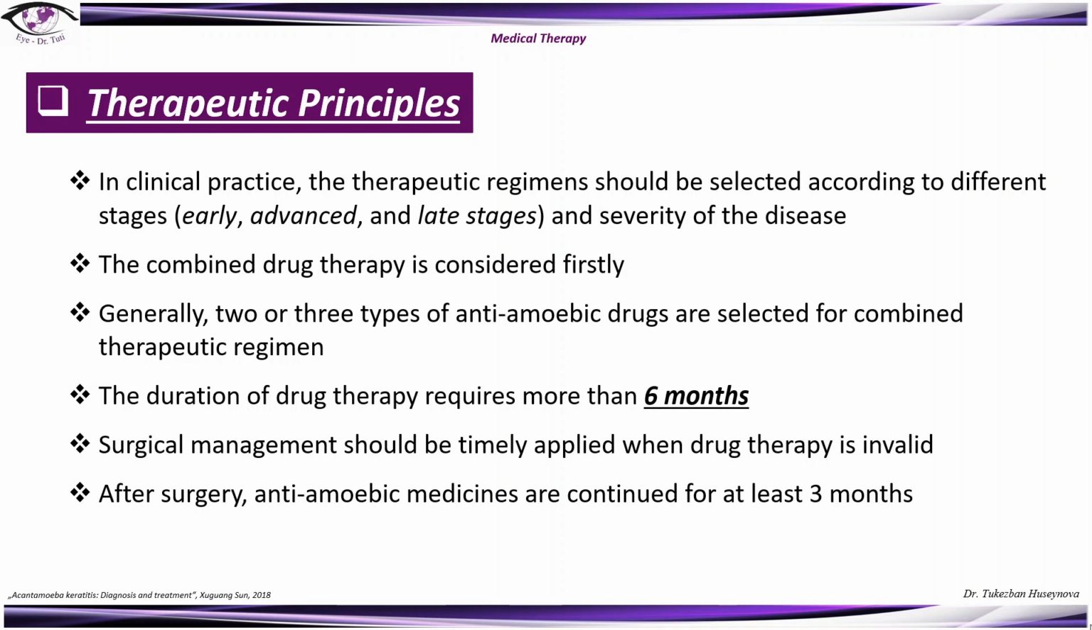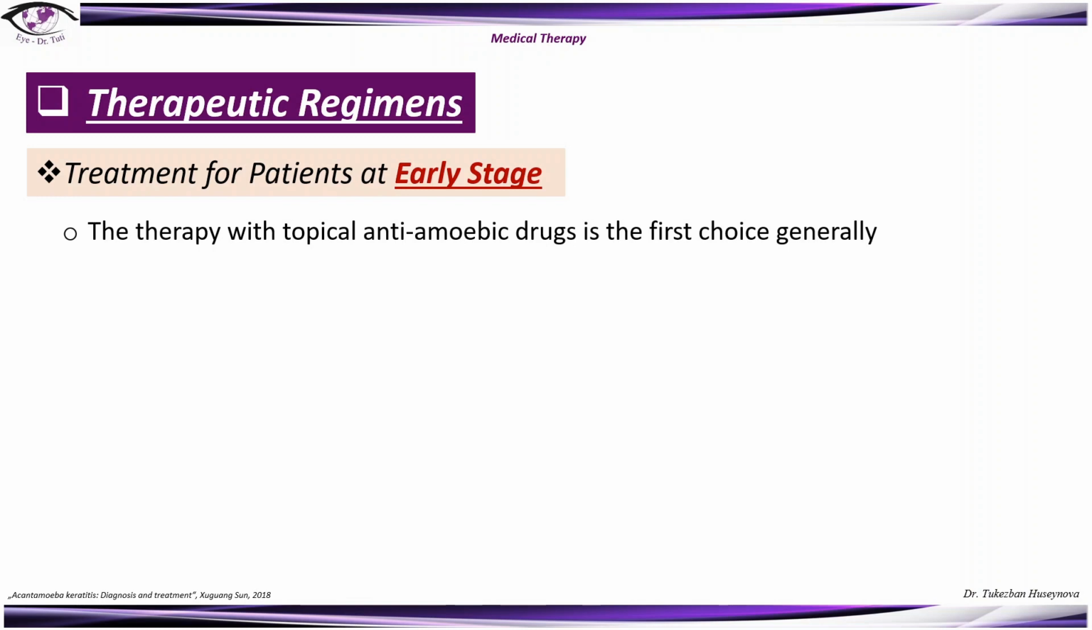Therapeutic principles. What is important to know when we treat Acanthamoeba keratitis? In clinical practice, the therapeutic regimens should be selected according to different stages, early, advanced, and late stages, and the severity of the disease. The combined drug therapy is considered firstly. Generally, 2 or 3 types of anti-amoebic drugs are selected for combined therapeutic regimen. The duration of drug therapy requires more than 6 months. Surgical management should be timely applied when drug therapy has failed. After surgery, anti-amoebic medicines are continued for at least 3 months.